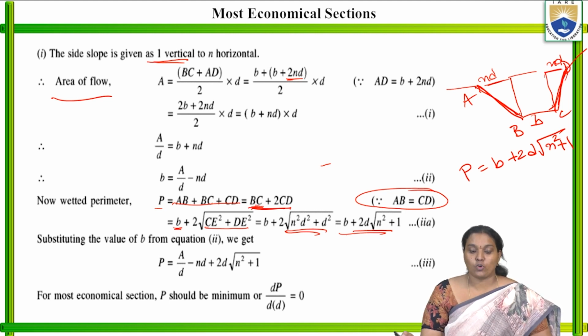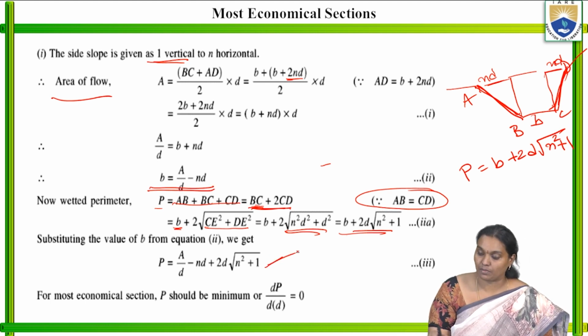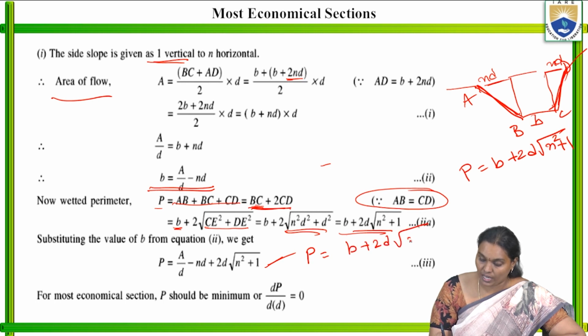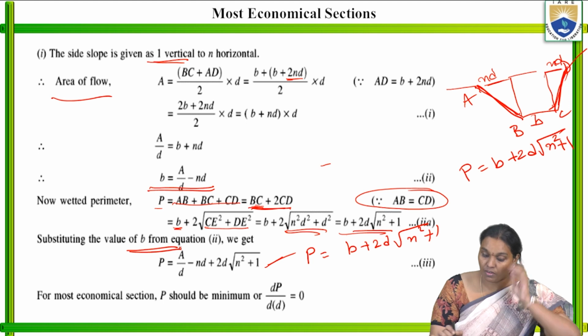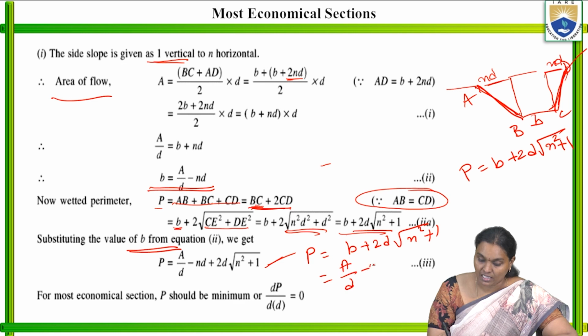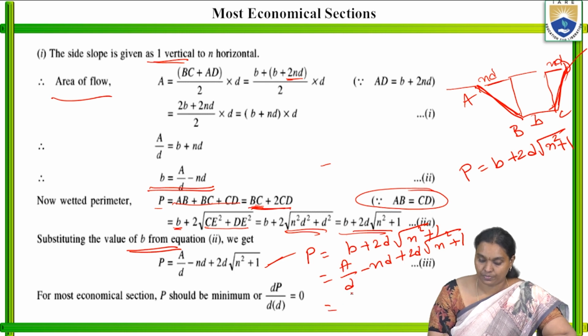So substitute the value of B from equation 2 into this. Finally we will get P is equal to A by D minus nD plus 2D root n square plus 1, all in terms of D, the depth of flow. This is equation 3.